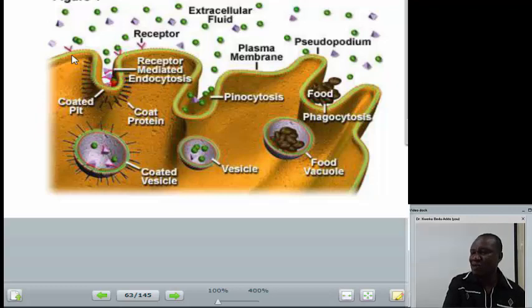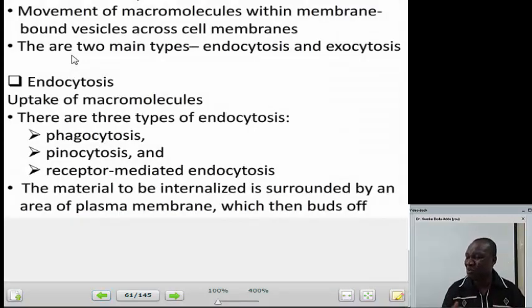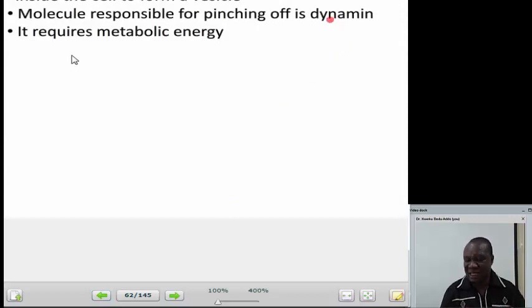So the specialized regions with these bristles are called the coated pits. And in the coated pits are receptors to which the particle to be taken will bind. When they bind to the receptors, the vesicle is formed and this will pinch off into the cell to be internalized.